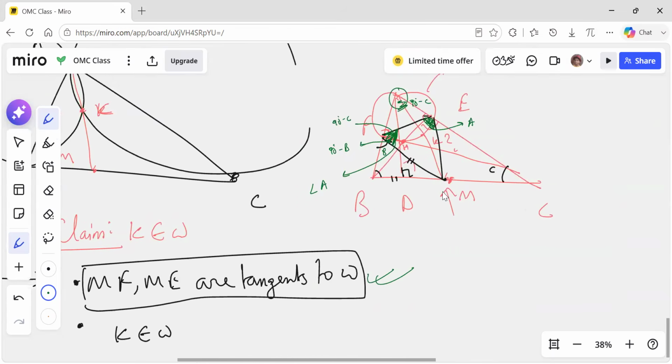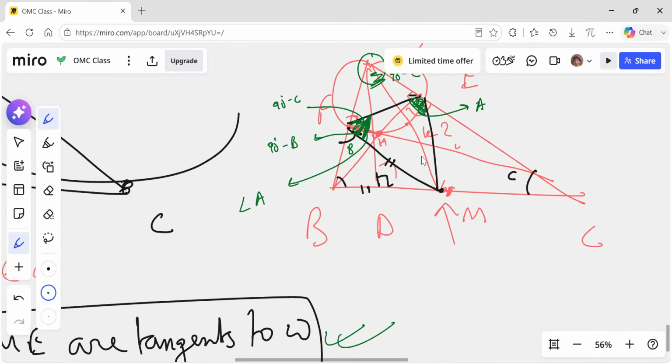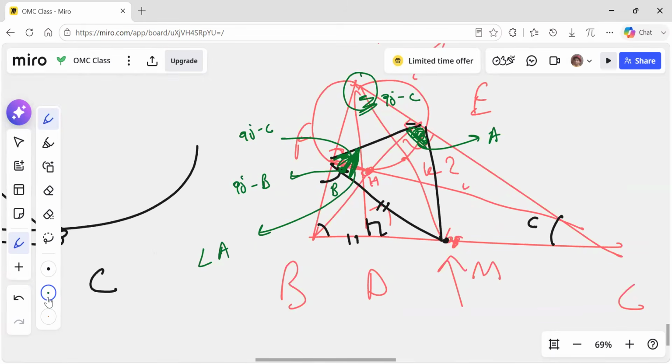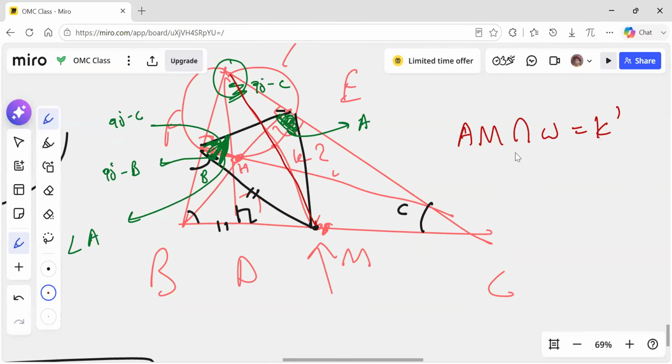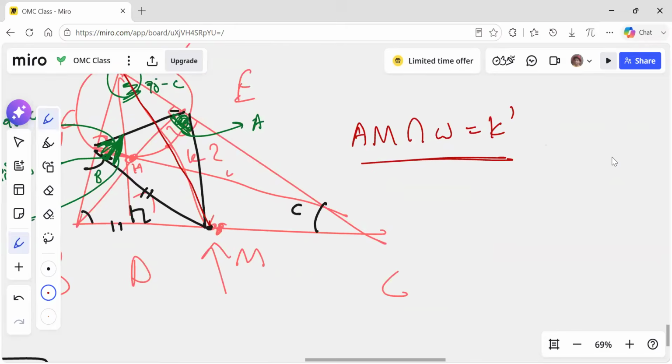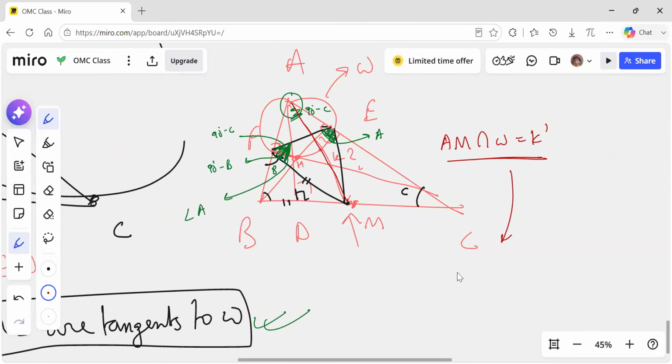So ME and MF are tangents. Now, what this basically tells us is that we can use phantom points again. So what are we assuming? We are assuming that we take AM and say it intersects omega again at K dash. We don't know what K dash is. We want to show it is equal to K, but let's just assume that this intersection is K dash. So what do we get? We get that the power of M with respect to omega is MK dash times MA. That is also equal to the square of the tangent. So this is equal to MF squared. This is also equal to ME squared. Right?